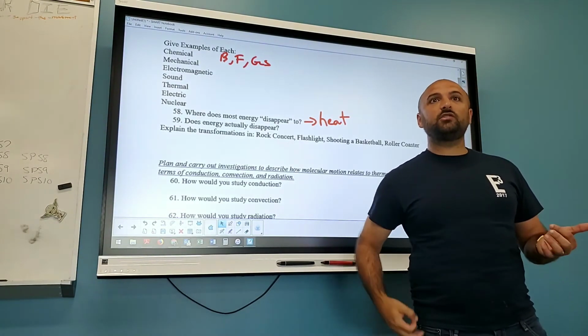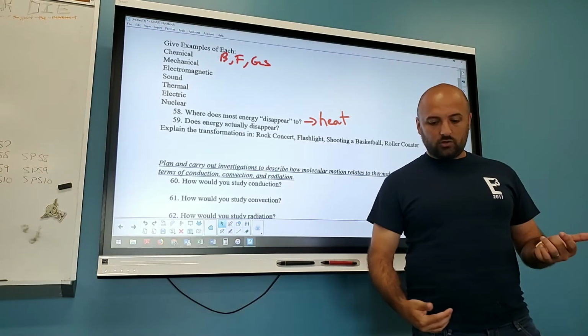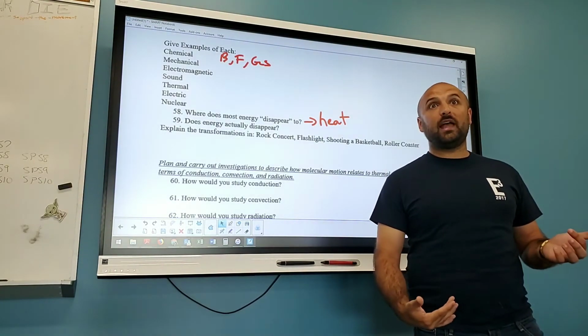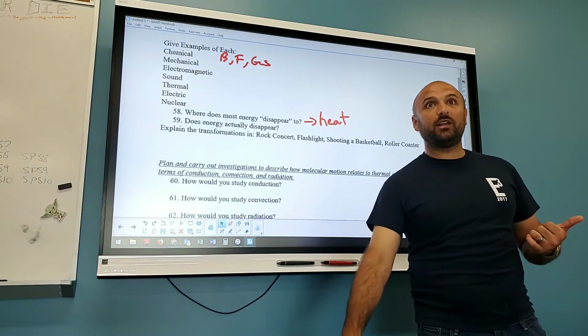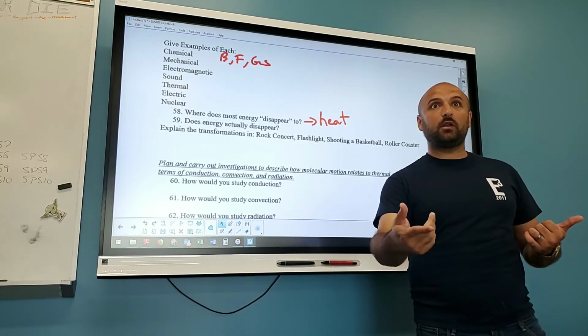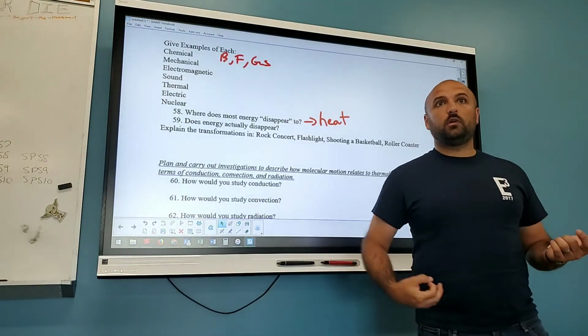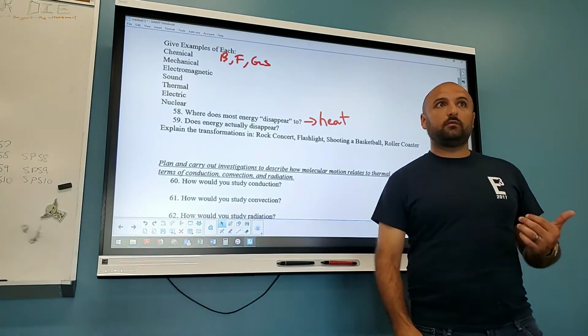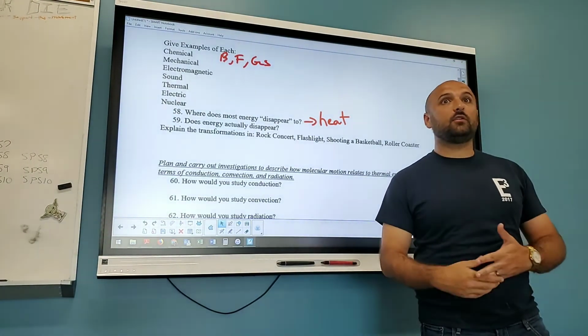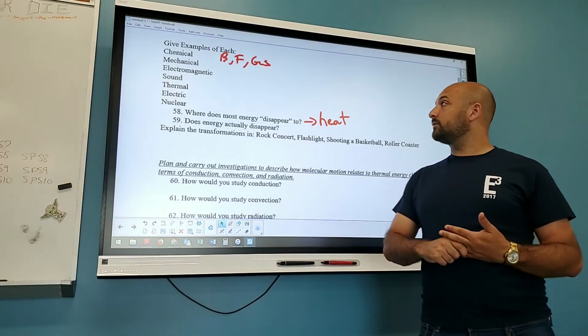guitar, and that's changing into vibrations, which would be sound, which is then converted into electricity, which goes to the speaker, which is then converted back into sound. This is chemical, kinetic, sound, electrical. It depends on how technical you want to get. You just have to think through the process.